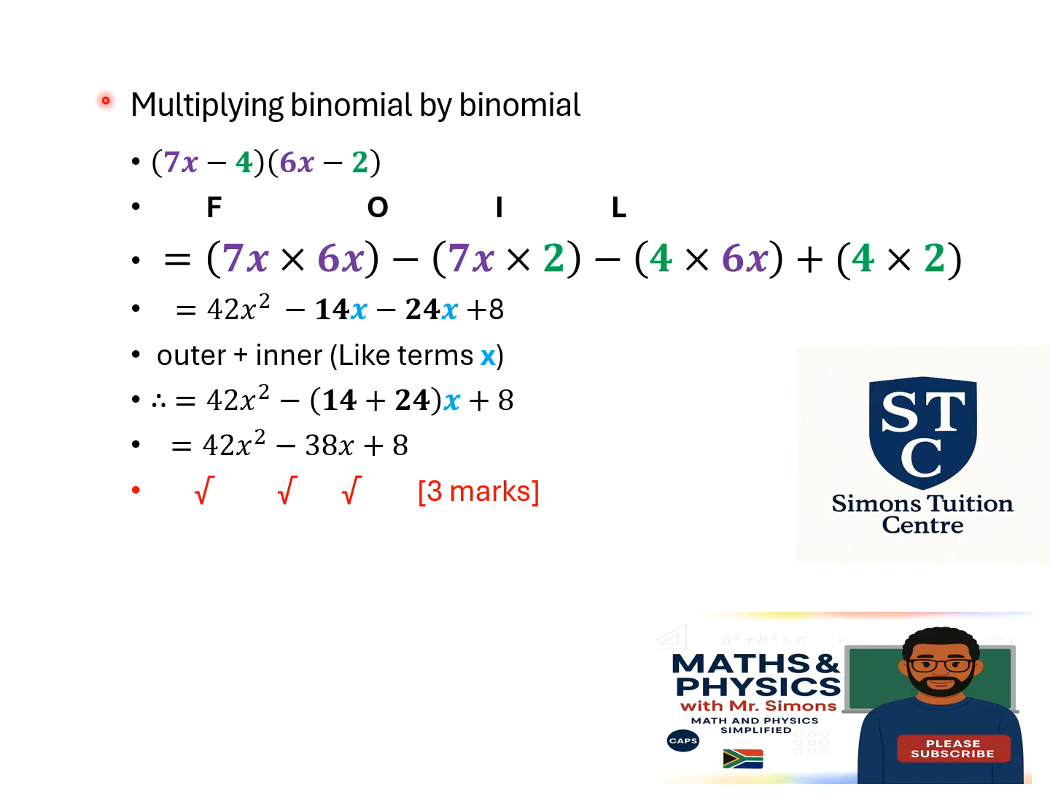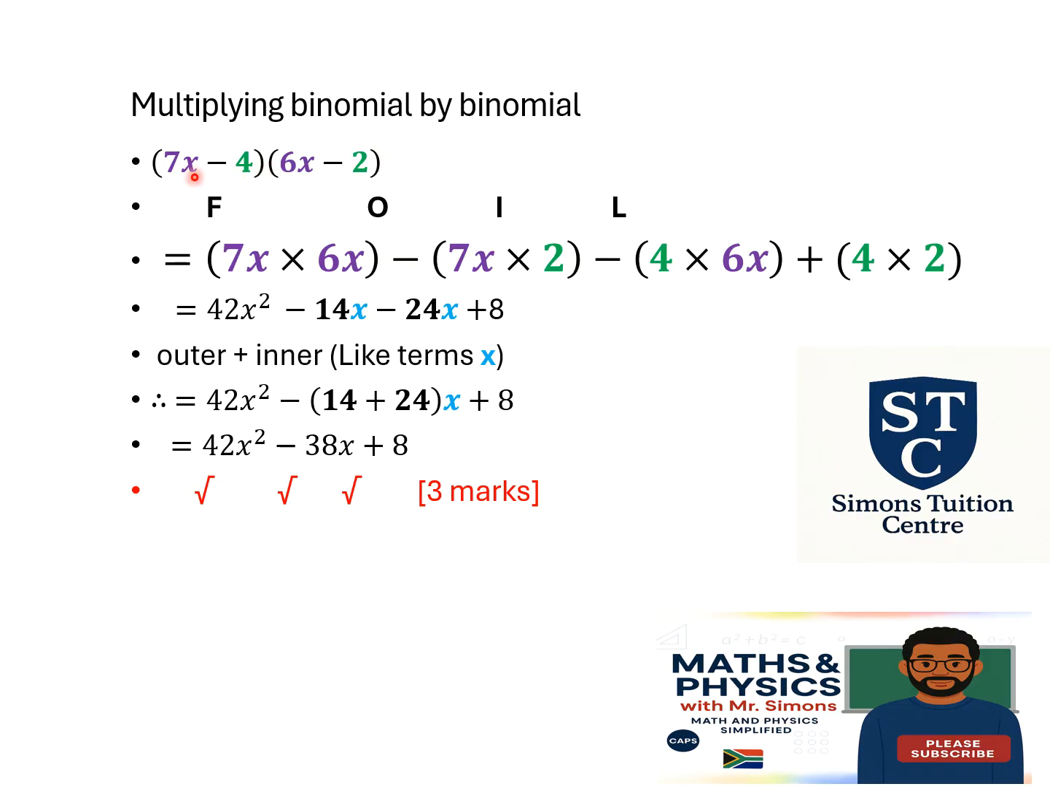Right, now in this next problem, again, multiplying binomial by binomial. But now both brackets have a negative sign in them. So first bracket states 7x minus 4, second one 6x minus 2. Very important, in between the two brackets there's no plus or minus sign, so therefore it's definitely multiplication.